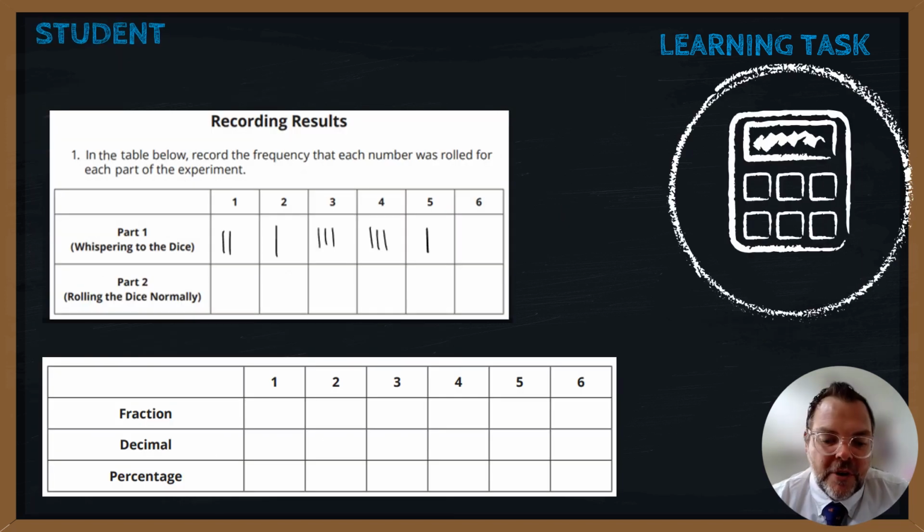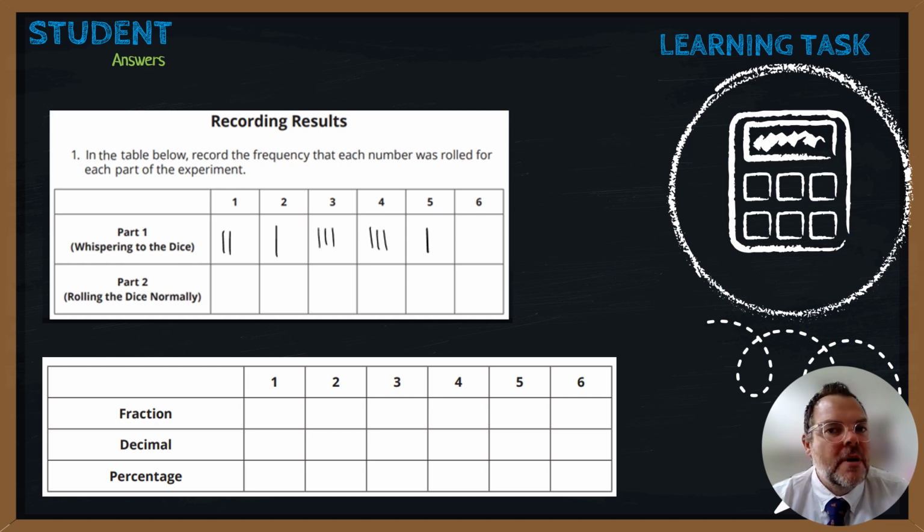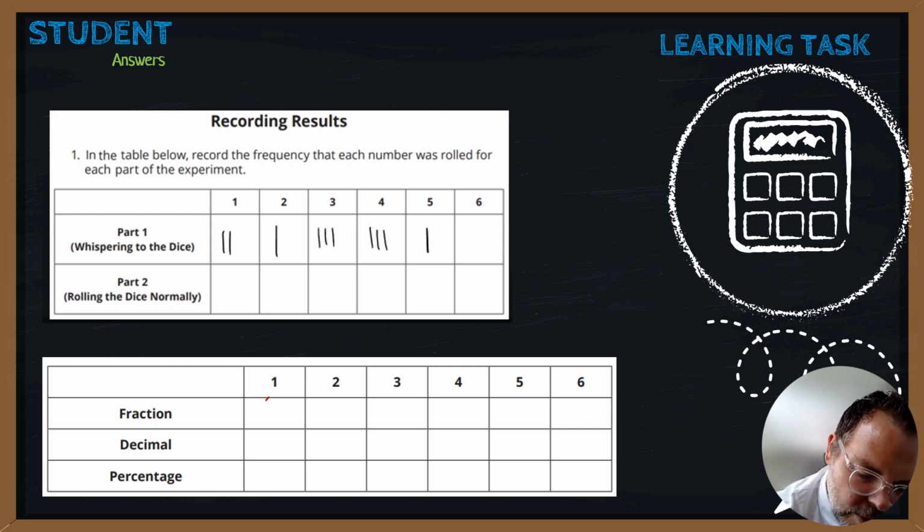So again, we've got our results on this page. Your results might be different here, but what we're going to do is show our results as fractions, decimals, and percentages. So we rolled it 10 times. It's pretty easy to turn these into fractions. It's pretty easy for decimals and percentages as well. So for a 1, 2 of 10 times did he hit that 1. So did he roll a 1?